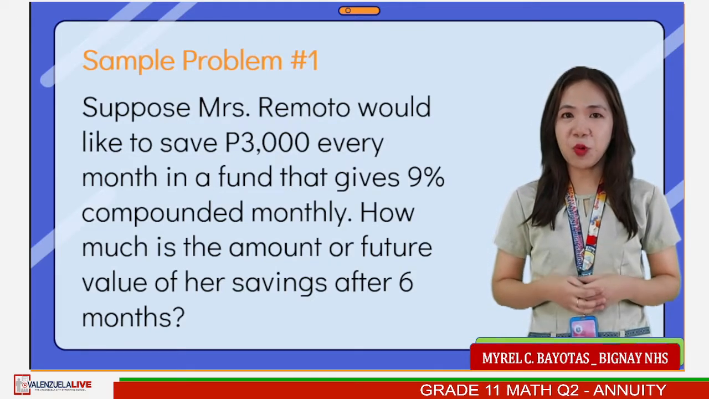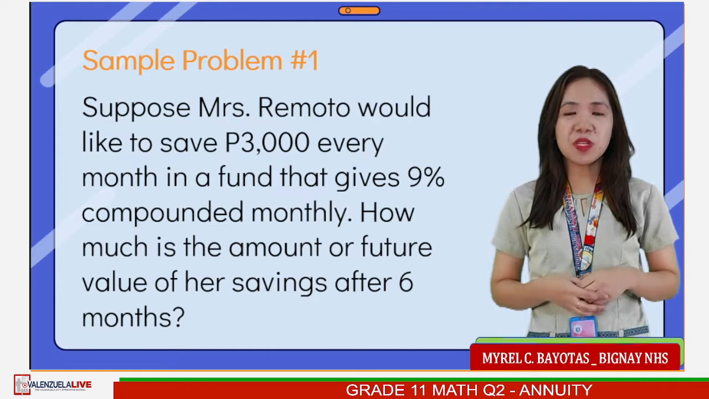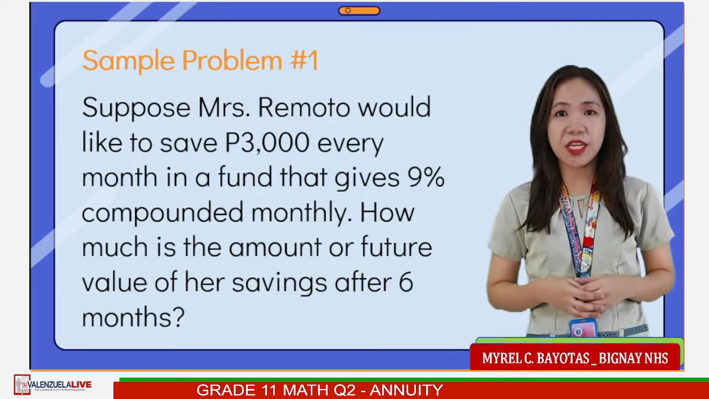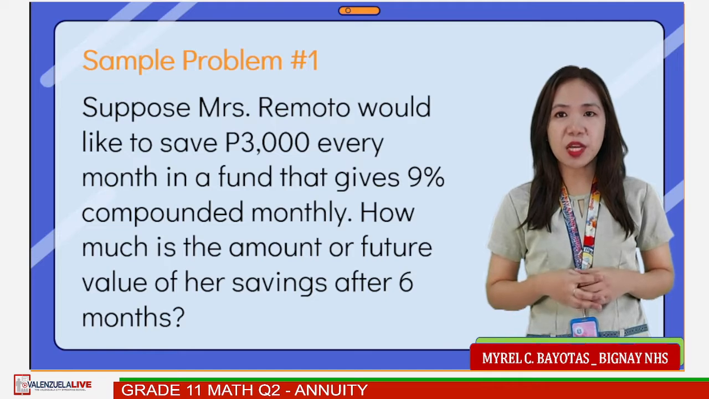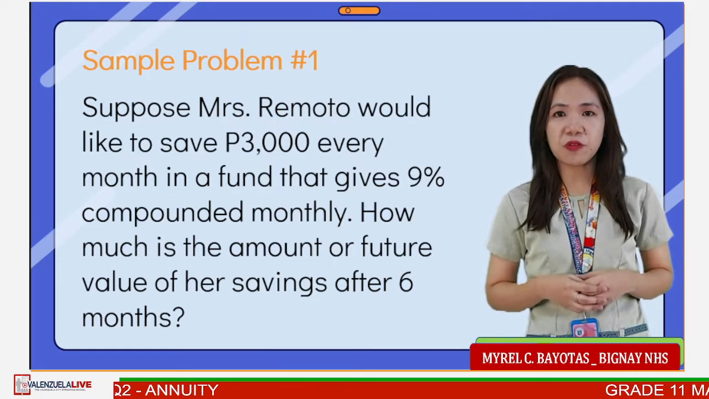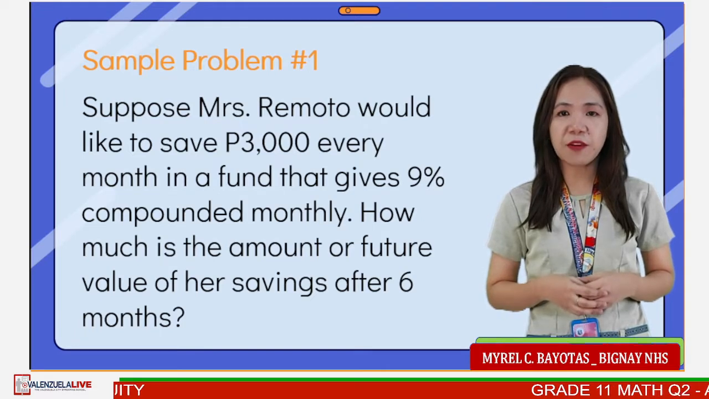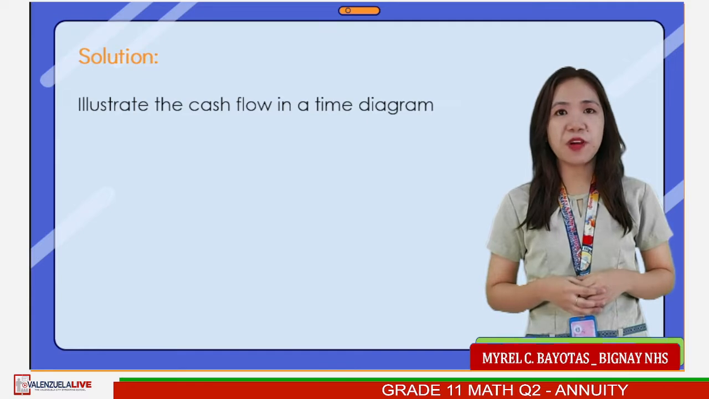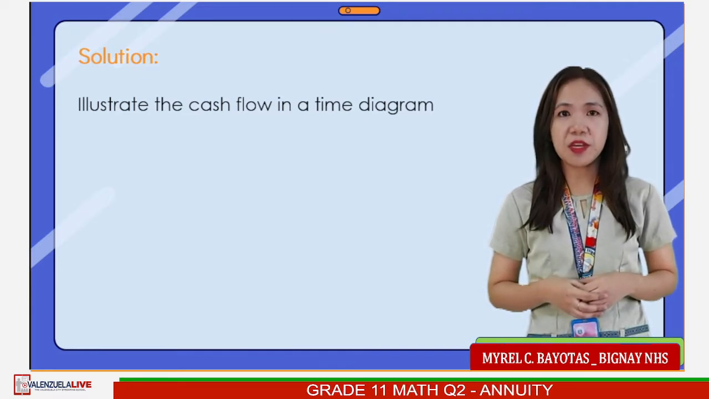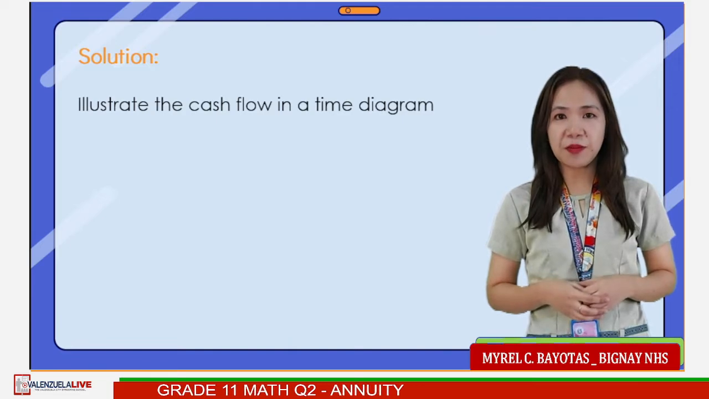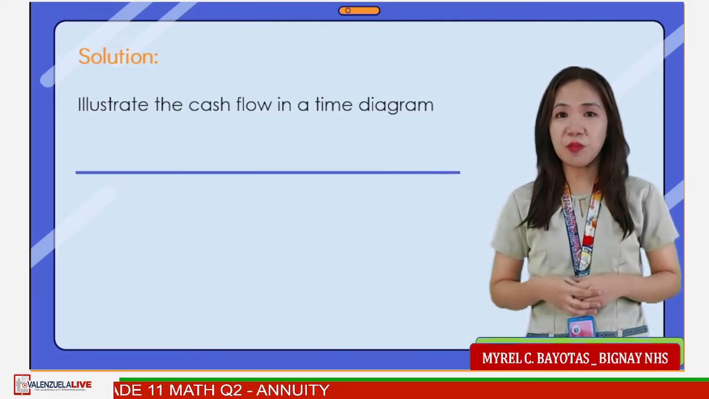Sample problem number 1. Suppose Mrs. Remoto would like to save 3,000 pesos every month in a fund that gives 9% compounded monthly. How much is the amount or future value of her savings after 6 months? We may find the future value using the following steps. Step 1. Illustrate the cash flow in a time diagram. It is similar to a number line.